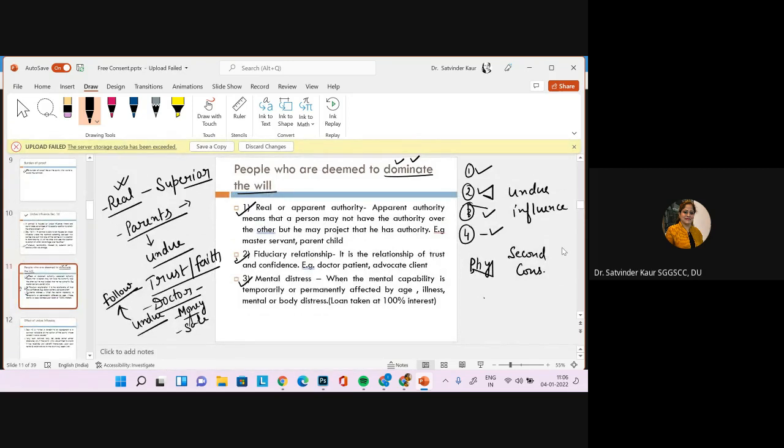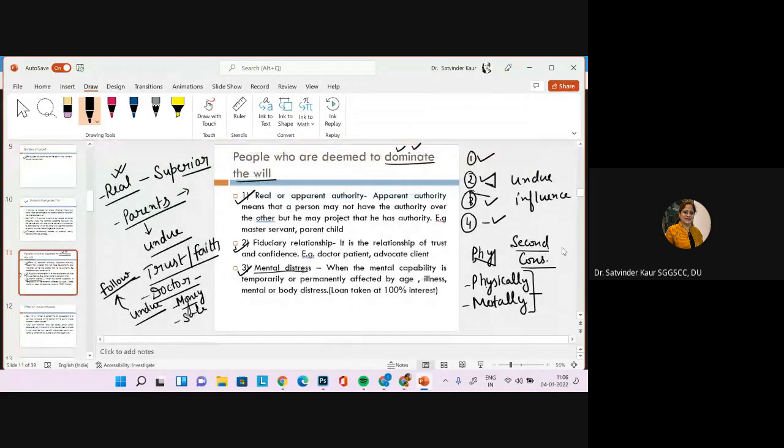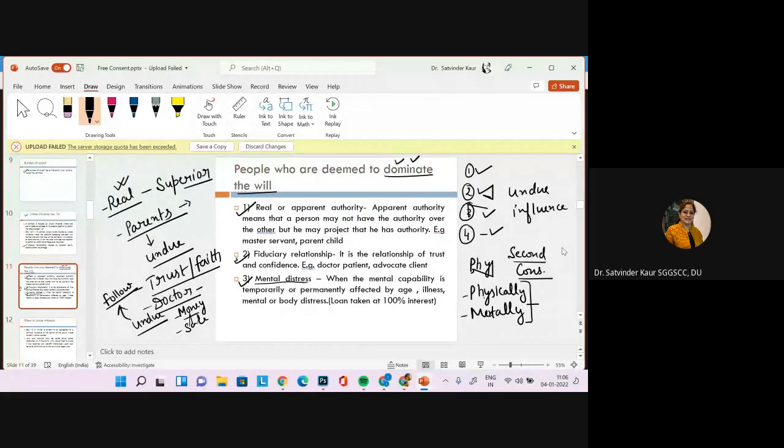Then there comes the mental distress. So what happens in mental distress, children, is that when we are physically or mentally so weak or so dependent on some other person that the other person is in a position to take advantage of the person's position, then in that case it is said that the person is in a position of domination of will.